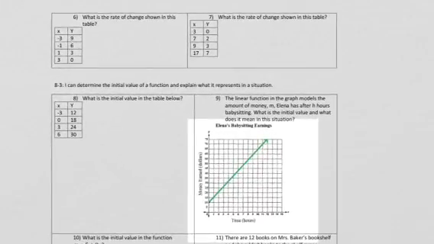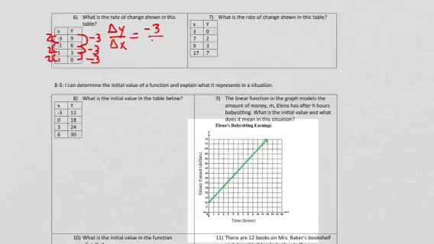For number 6, we want to find the rate of change in the table. So I'm going to find the change in y's, which is down 3, down 3, down 3. And the change in x's is going up 2, up 2, up 2. So my rate of change is change in y over change in x. So that's -3/2.